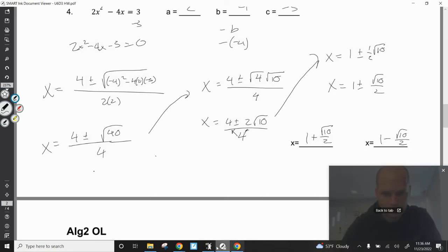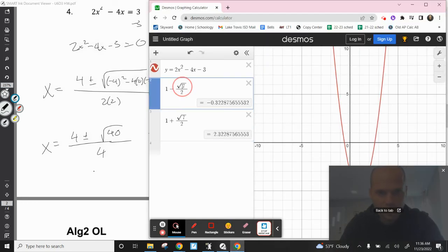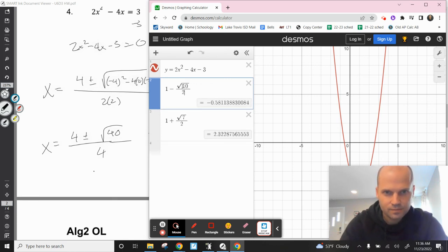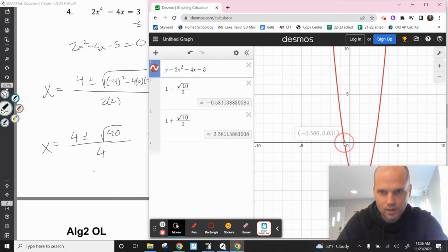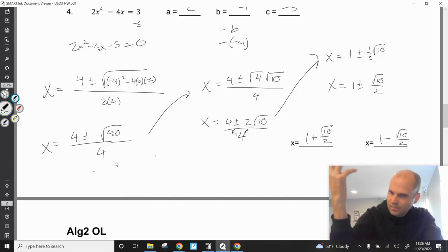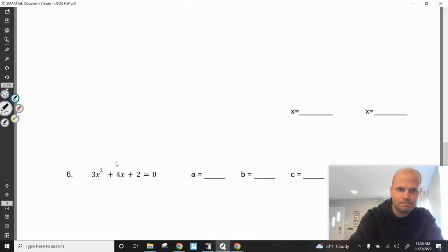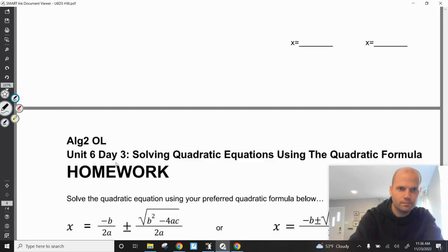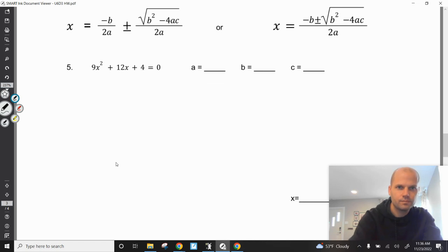All right, back to Desmos. Change that to 10. Change that to 10. Negative 0.581, 2.581. There you go. Okay, those are my solutions. They're decimals, but that's okay. All right, 4 more. Let's kind of blow through these. We got 9, 12, and 4.